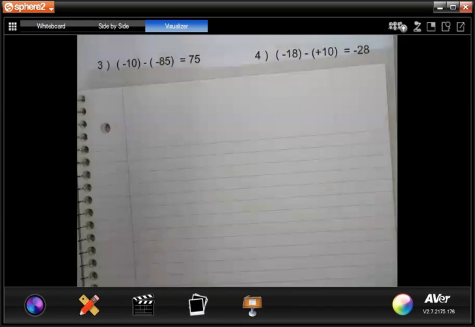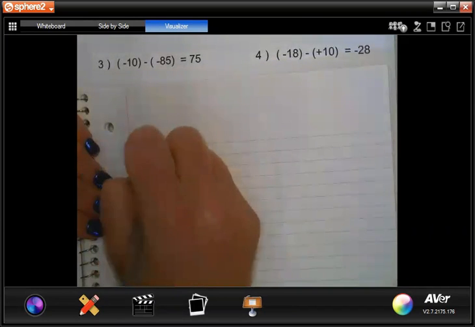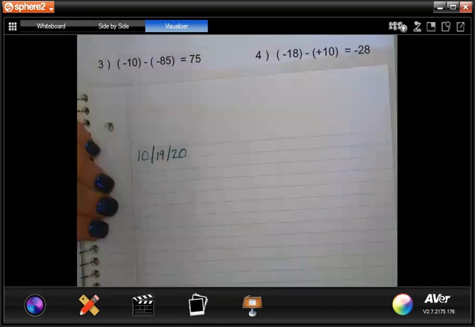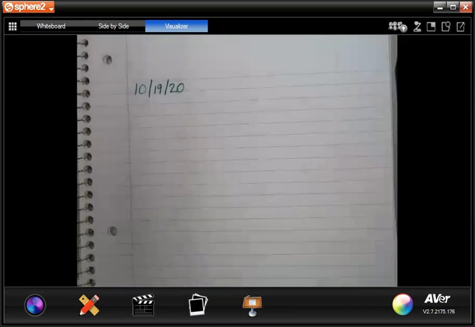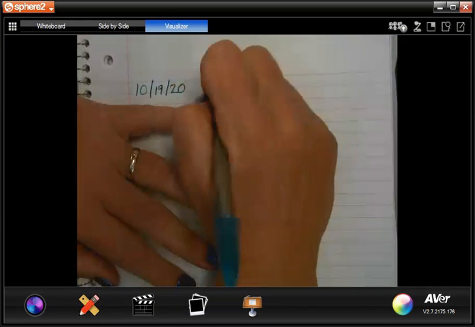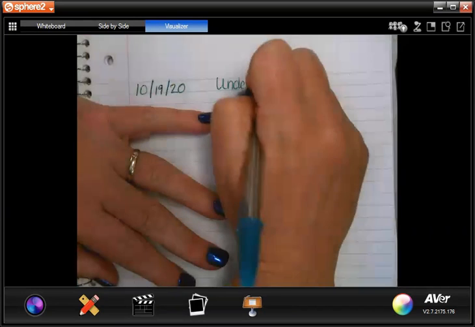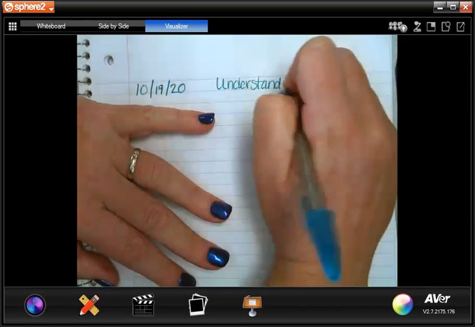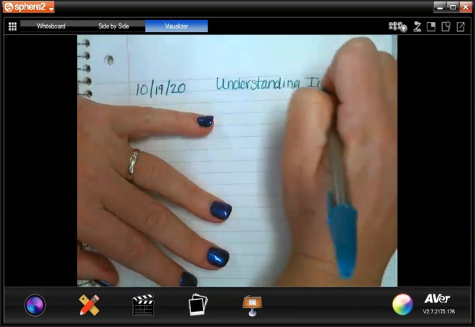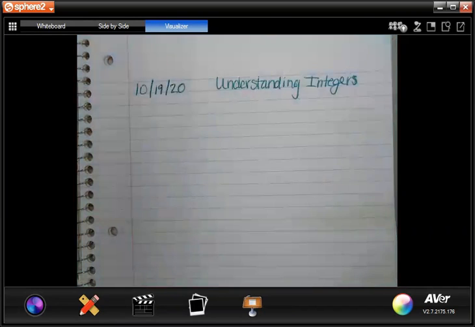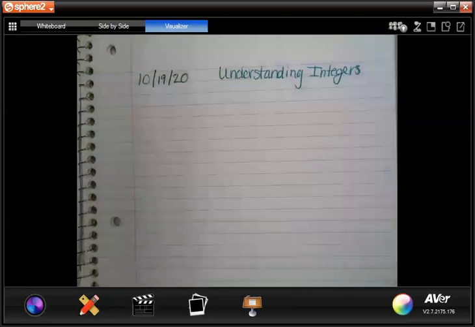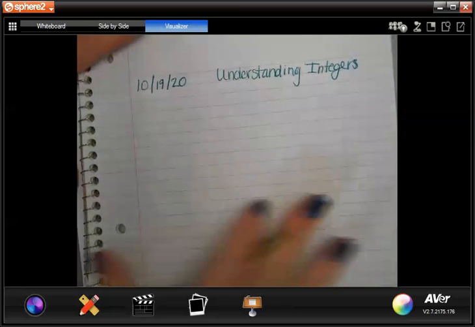Okay, so today we're going to take a peek at, it is 10/19/2020. That's right, everybody, 2020, October 19th, insane. So we're going to talk about understanding integers. Now, it probably would have been a good idea if we could have done this a little bit before we added and subtracted, but that's okay. That's okay, because now that you kind of have that behind you, this section's going to be very, very simple for you.